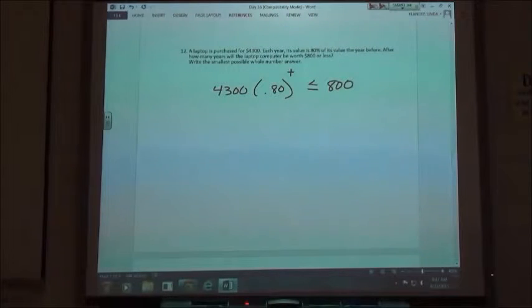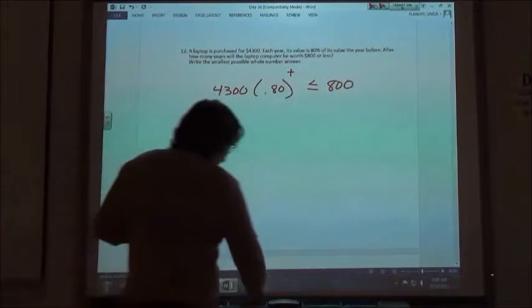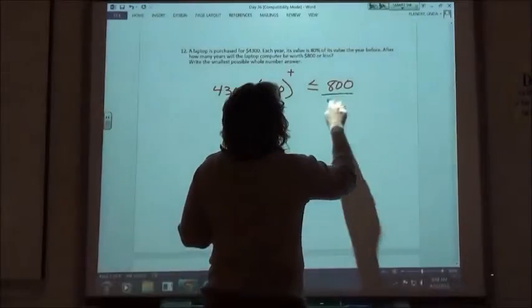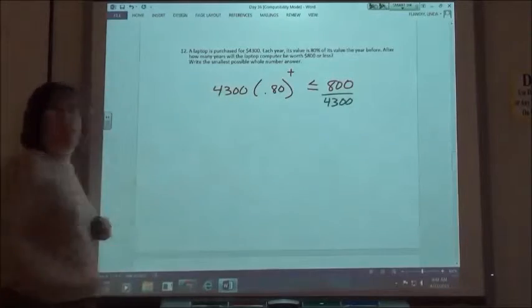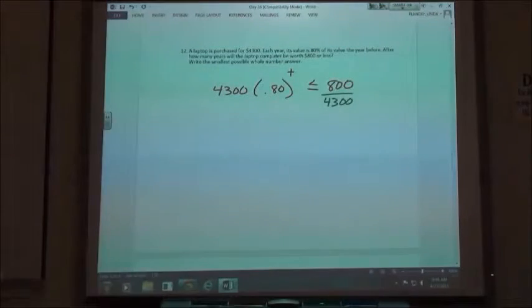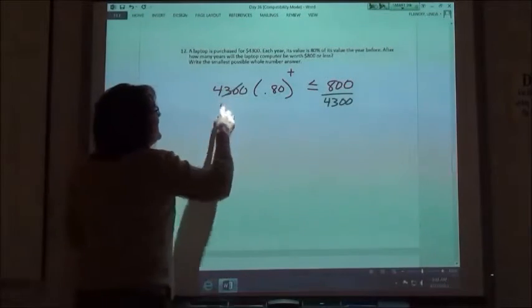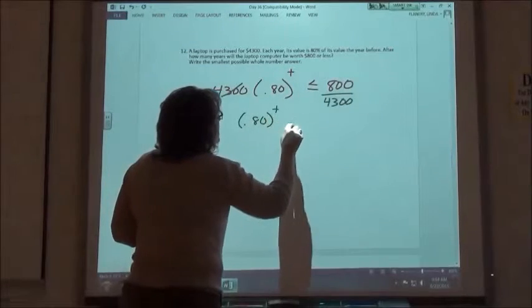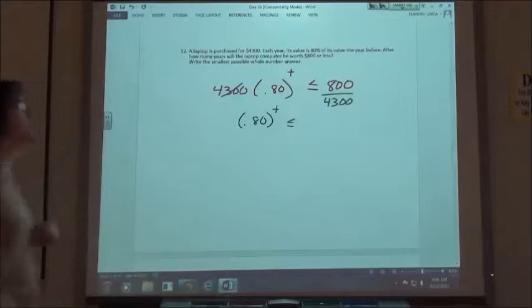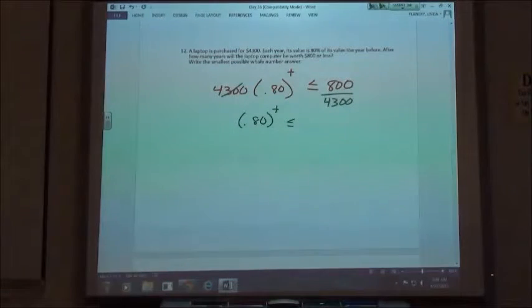We're going to solve it the same way as we solved the previous one. What should we do first? Divide. So we're going to divide by our 4,300. So 0.80 to the t power is going to be less than or equal to, and how many zeros can we reduce out of our fraction? 2 of them. So we can make it 8 over 43.